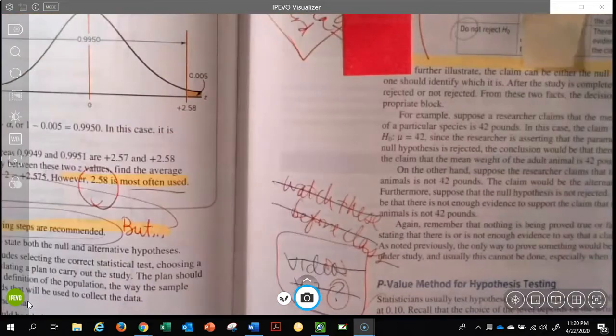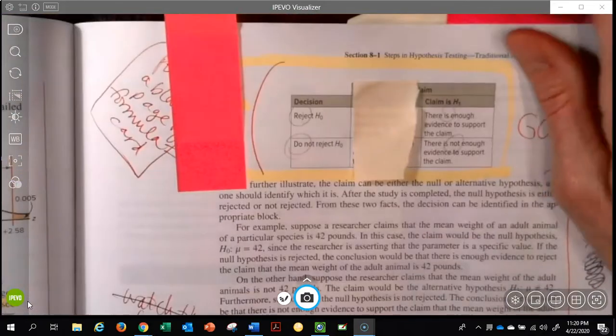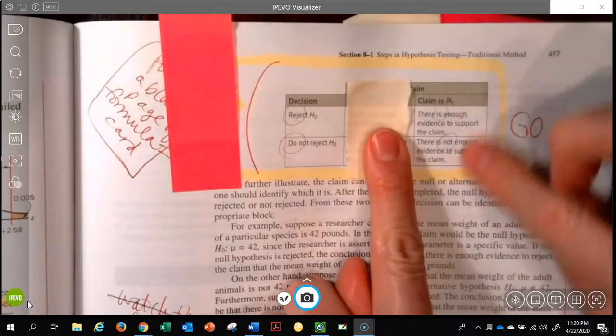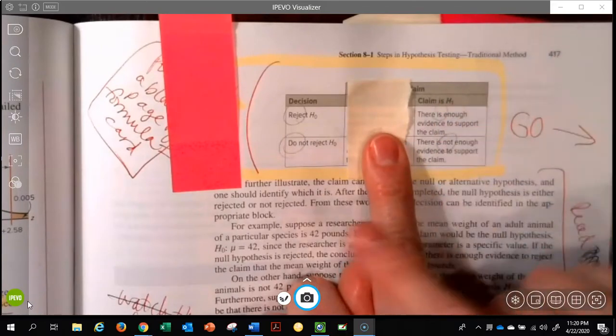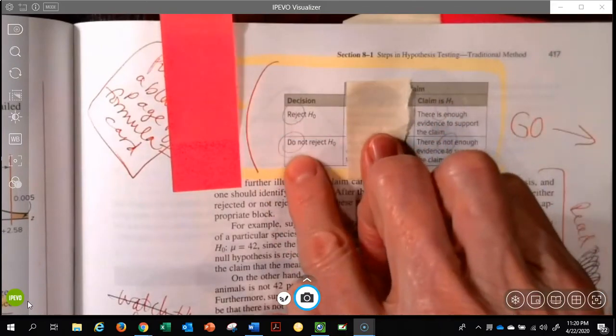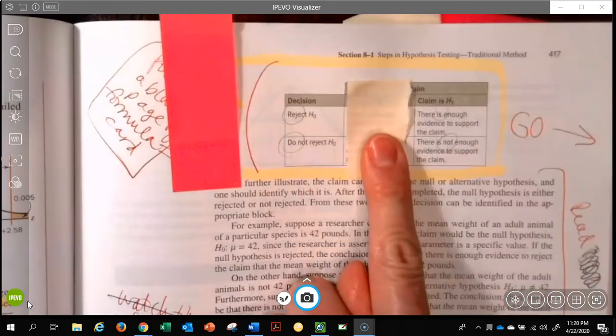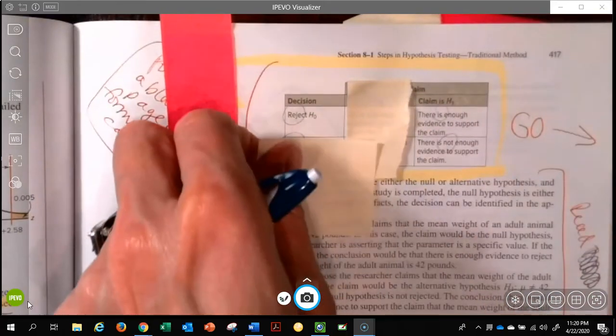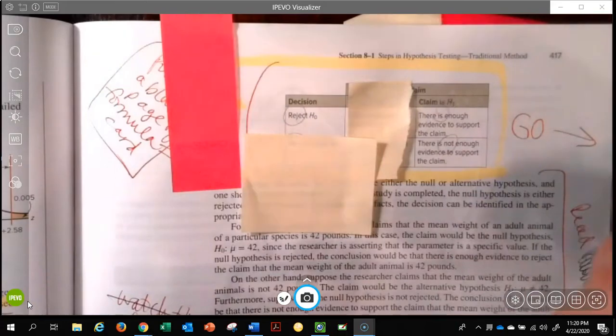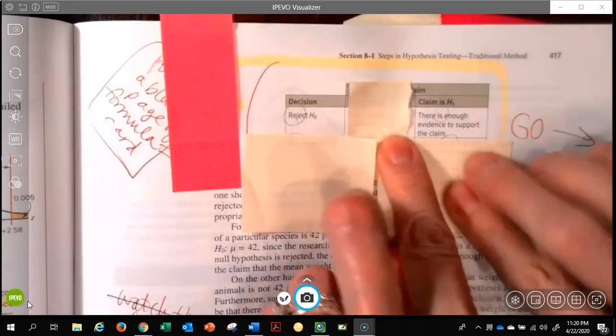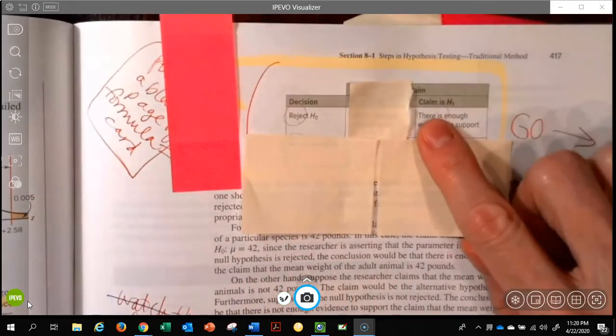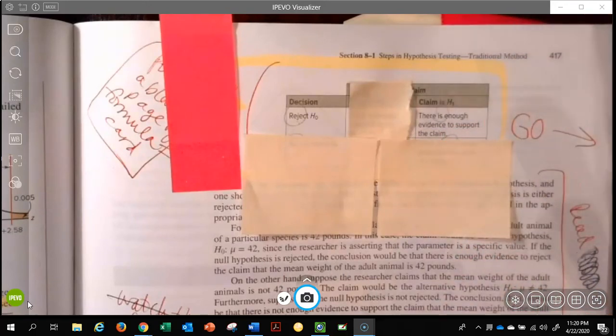So I'm going to scoot on over here to page 417. Our claim, again, was the alternative, and did we reject the null or not reject? We did reject the null. Since we rejected the null, that means we have one statement to write. The one statement is: there is enough evidence to support the claim that, and here's where we fill in the blanks.